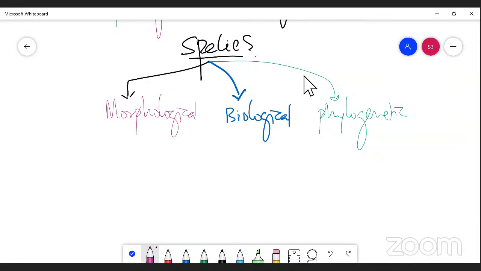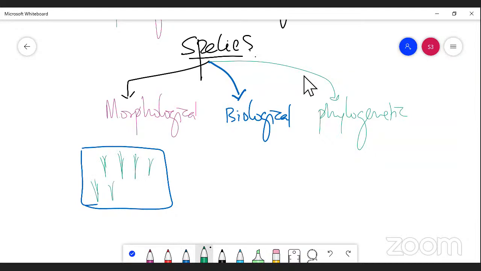I repeat once again, if you go to a forest, you can find a group of plants which are morphologically similar, right? If you go to a forest, you see a number of species in a particular place which have similar habitats and similar characters. Morphologically, they are similar. That is called a morphological species. Those species which are morphologically similar in structure and habitat, that is called morphological species.